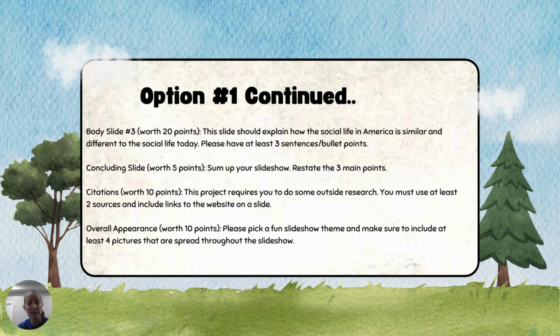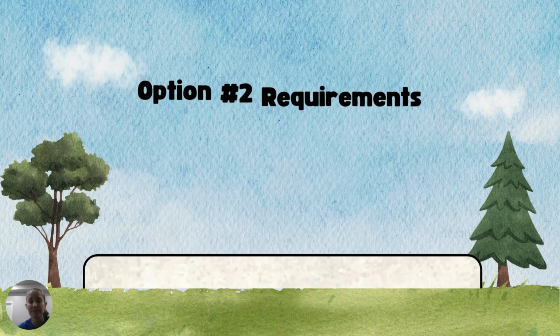And then overall appearance worth 10 points. I don't want you to just give me a white page with black words and that's it. I want you to pick a fun slideshow theme, throw at least 4 pictures in there that are spread out throughout the slideshow presentation, and have fun with it. You can use Google Slides, you can use Canva, whatever works best for you. Just turn in a good looking project and double check your spelling and grammar.